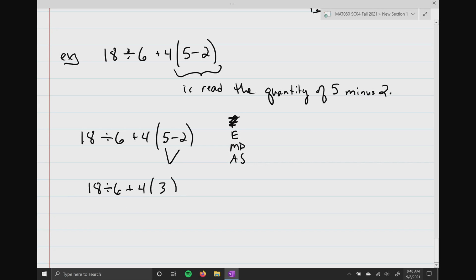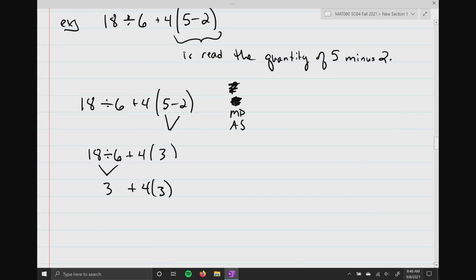Let's keep going. Do we see exponents? Yes or no? I agree. I agree with Lacey. Do we see multiplication or division? Yes, we need to do them from left to right in order. What's 18 divided by 6? 3. I love it.